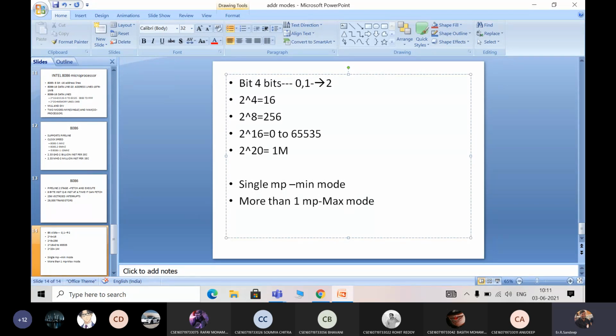I told you in the starting, the 8086 microprocessor can support the co-processor mode. Yes or no? Did you remember? Yes or no? Co-processor mode.